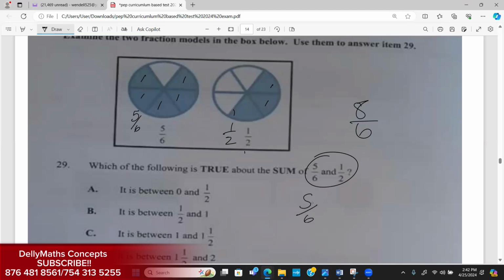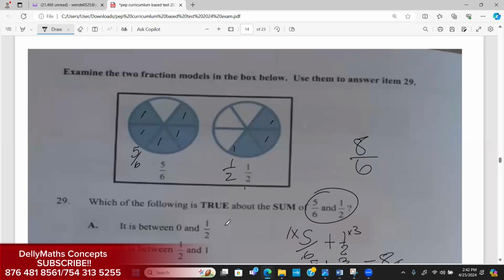So 5/6 plus 1/2. The denominator, LCM is 6. 6 into itself is 1, 1 times 5 is 5. So we have 5 plus 2, because 2 into 6 is 3, 3 times 1 is 3. All right, good. So we get 8 over 6. When you add the shaded, we got 8 over 6, right?